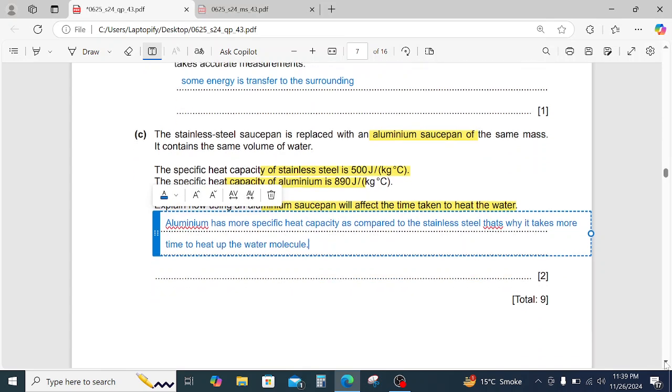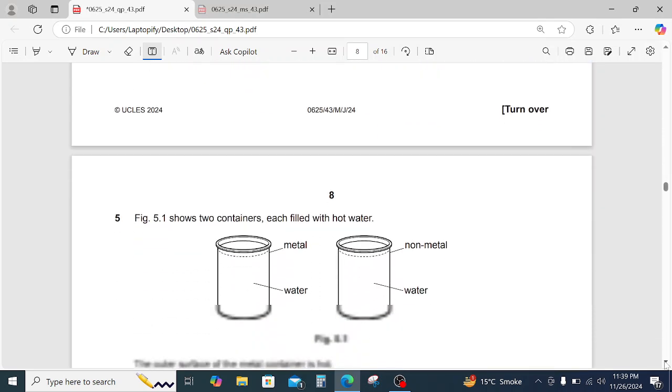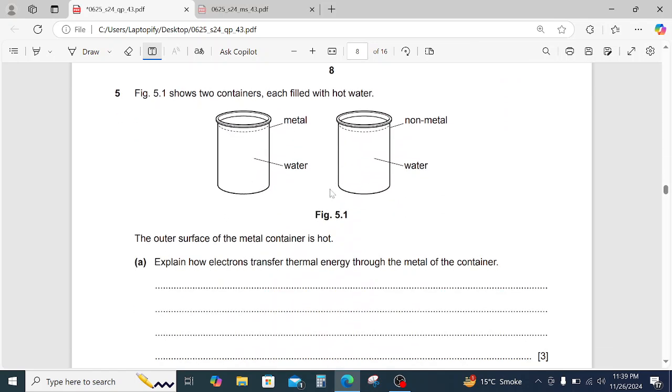Now move towards question number 5. Figure 5.1 shows two containers each filled with hot water. The first container is made of metal and the other is made of non-metal. So this is metal.